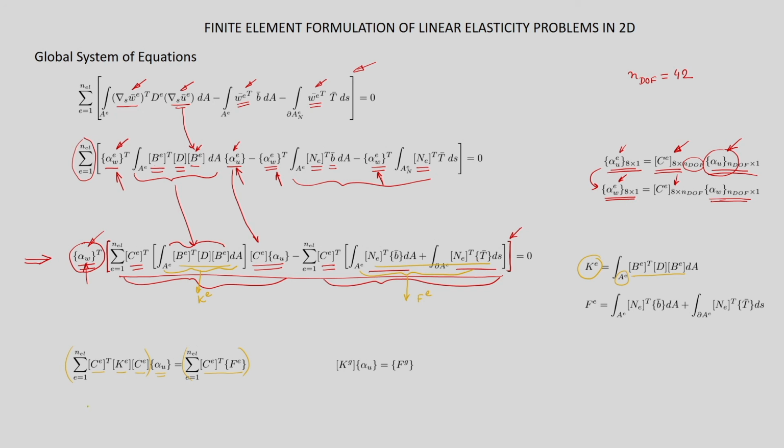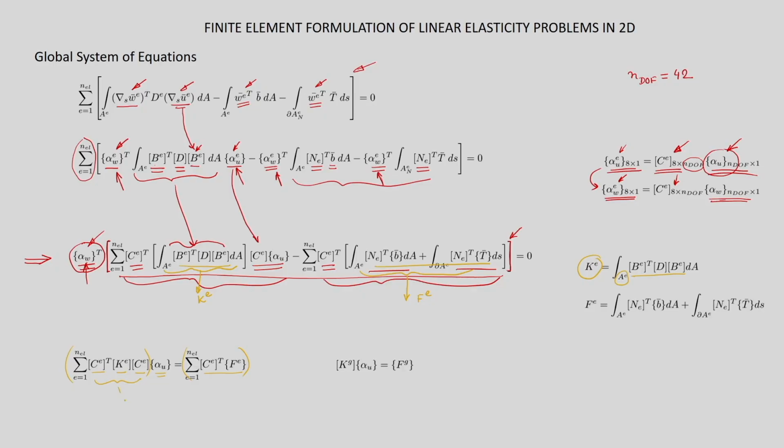So, now if I look at this operation, this is basically what it is doing: once we calculate the contribution of a given element, the C transpose Ke C is basically assigning this contribution in the global system of equations.